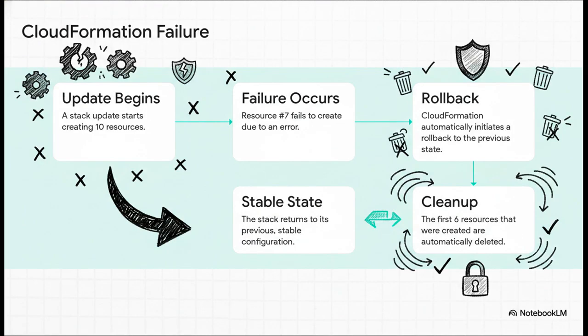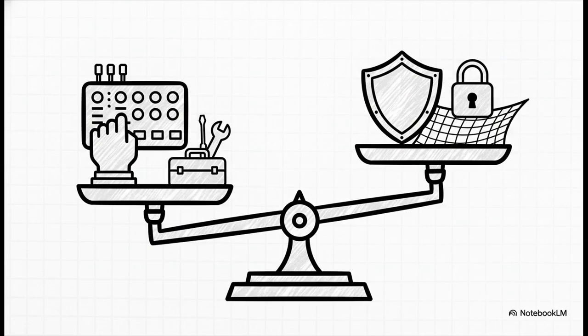CloudFormation? It's a totally different story. Same scenario, 10 servers, number 7 fails. The second it fails, CloudFormation automatically triggers a rollback. It will systematically delete the 6 servers it just successfully created, returning your entire stack to the exact state it was in before you started. It's all about safety and predictability, with zero manual cleanup. So you really have to ask your team, what do you value more in a crisis?